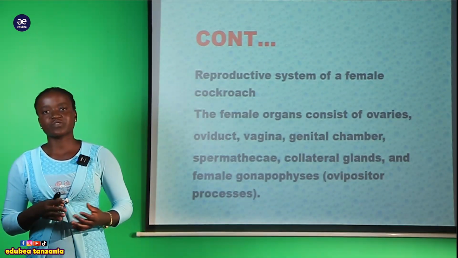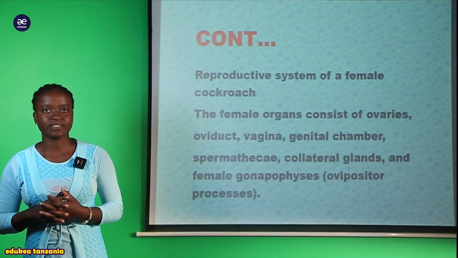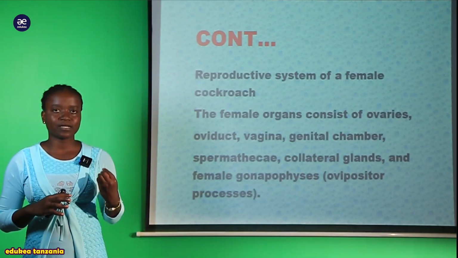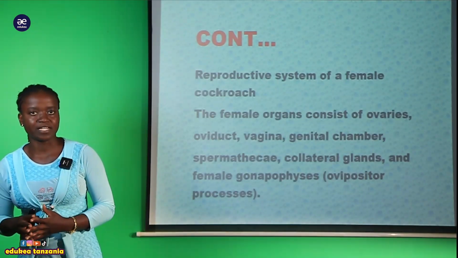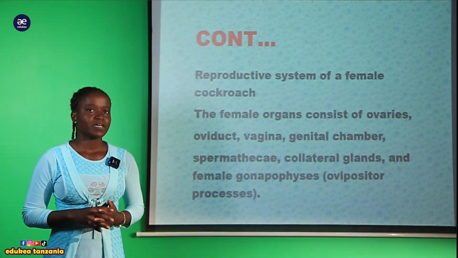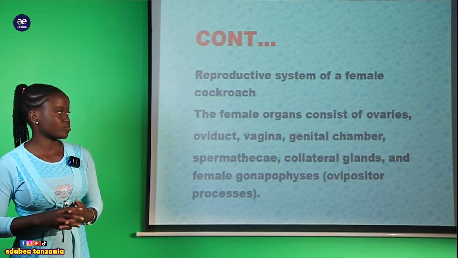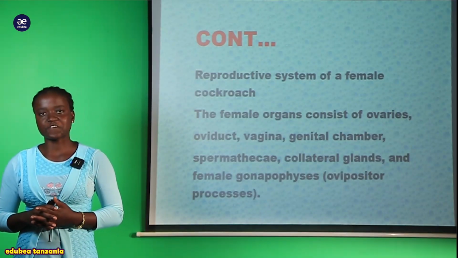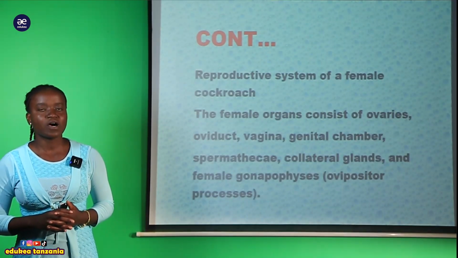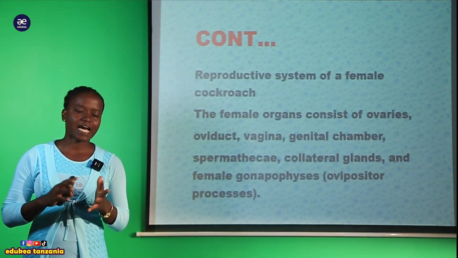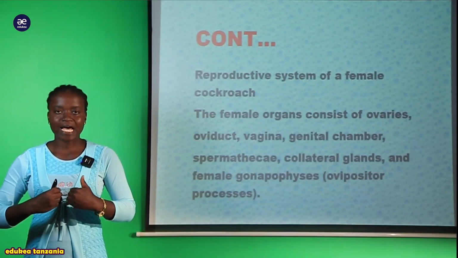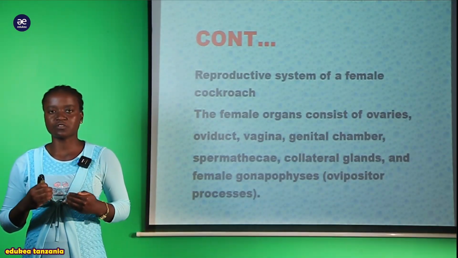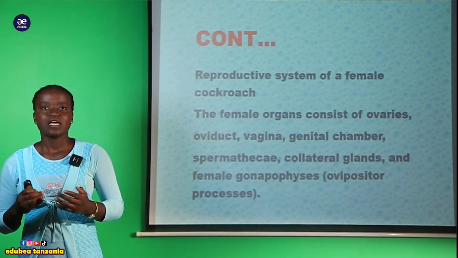And that structure we saw is called the anal styles. So the anal style is found only in the male, but the female lack the anal style, and it's due to many reasons. So my students, because we are discussing the female reproductive system in the cockroach, you have to know the structures which constitute the female reproductive system in the cockroach.